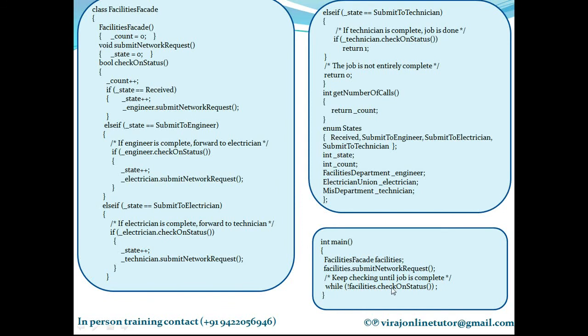Then again when someone calls for checking status, it will satisfy this because now I have submitted to engineer. Check whether engineer has completed working on that job. If engineer has completed working on that job, increment the state of facade, so it is submit to electrician, and actually submit it to electrician.